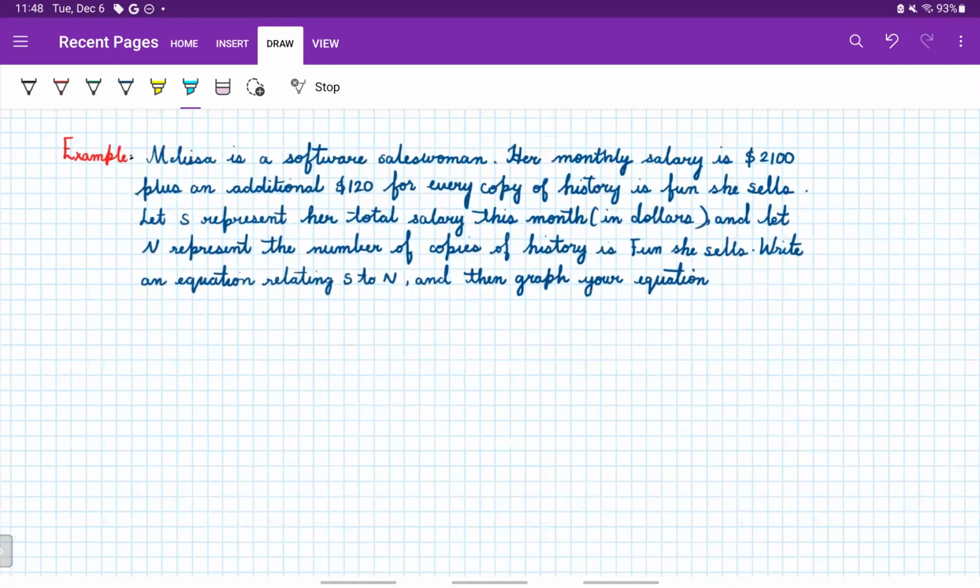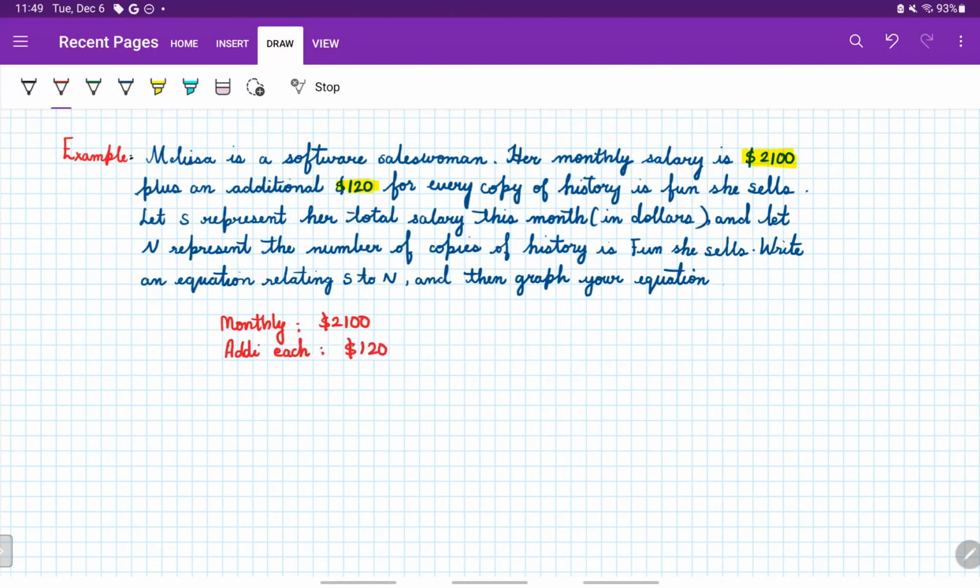Melissa is a software saleswoman. Her monthly salary is $2,100 plus an additional $120 for each copy of History is Fun she sells. So let us write down immediately what we have. Her monthly salary is $2,100. And for each additional copy of the book that she sells, each copy pays $120. So it says let S represent her total salary.